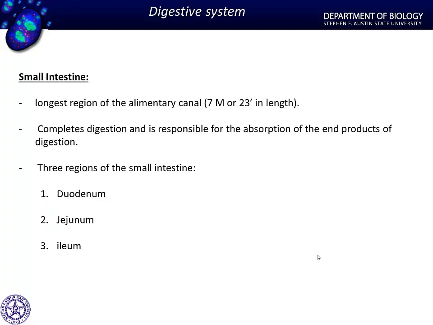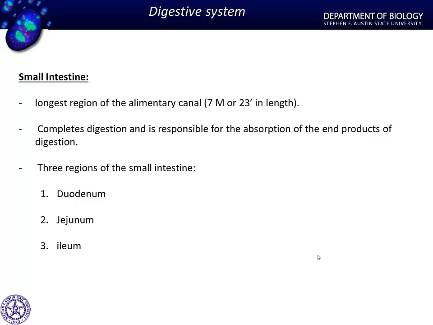So the small intestine is the longest single region of the alimentary canal, and small intestine may be upward of 23 feet in length. And the principal function of the small intestine is going to be for the absorption of the products of digestion.